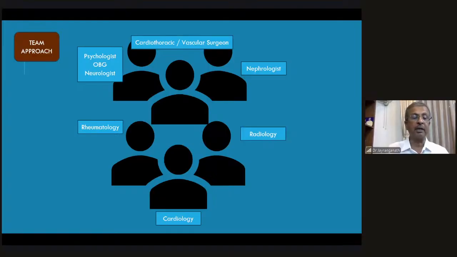Nephrologist, radiologist, cardiologist, rheumatologist, psychologist, OBG, because when the childbearing age group comes, they play a very major role. Neurologist has a major role. Psychologist, because all these children, believe me, undergo a lot of psychological trauma. So involvement of all these people is extremely important. Cardiac surgeons and everybody.